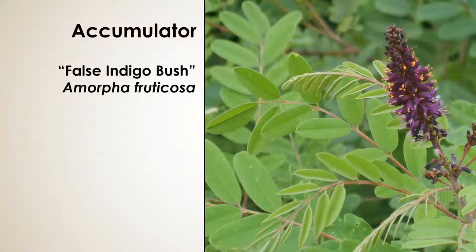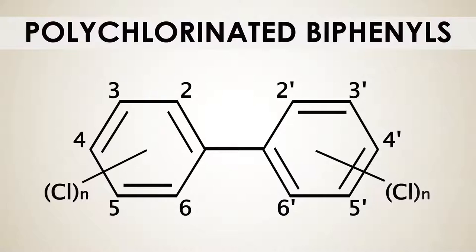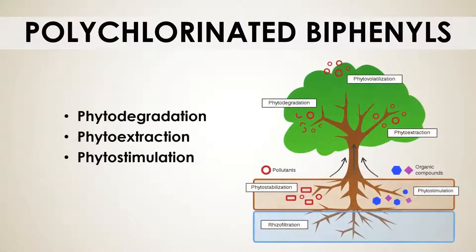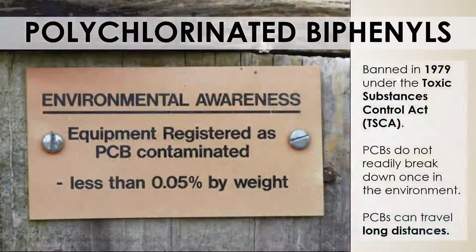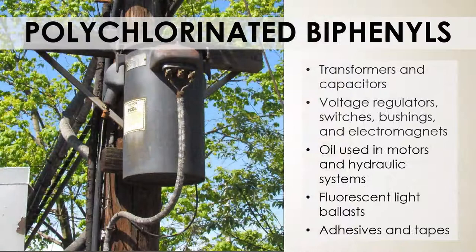And polychlorinated biphenyls. Now these are very mobile, hard to degrade molecules. There are some methods that can be used for these molecules. They were banned in 1979 under the Toxic Substances Control Act. Once in the environment, they can travel long distances. They were previously used in transformers and capacitors. They have a low heat transfer. They can be used in lubricants, so they were used a lot in electronics.